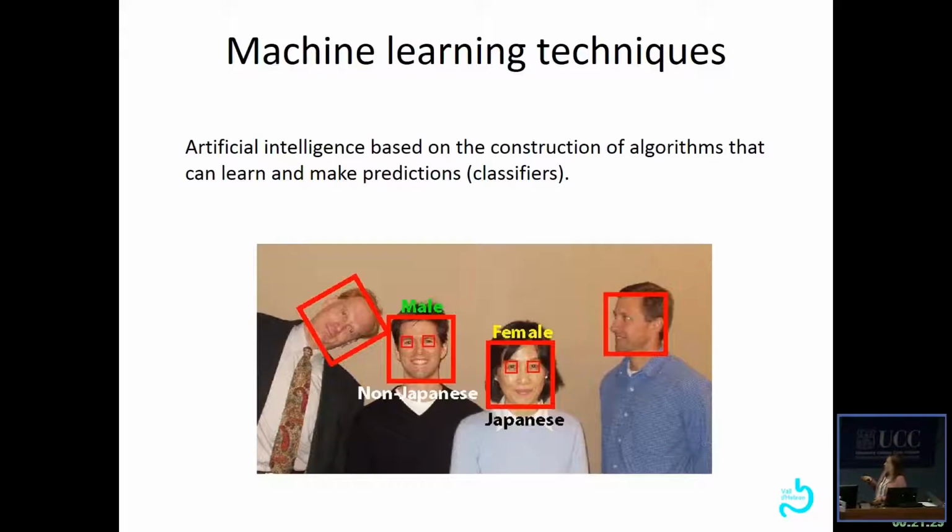So going back to our picture example, imagine our camera could also tell us if the face that it has detected is male or female, or maybe Japanese or non-Japanese. So it predicts and it classifies the images.